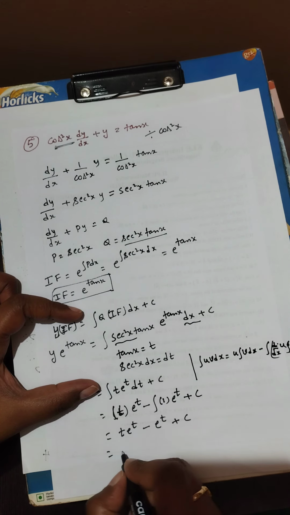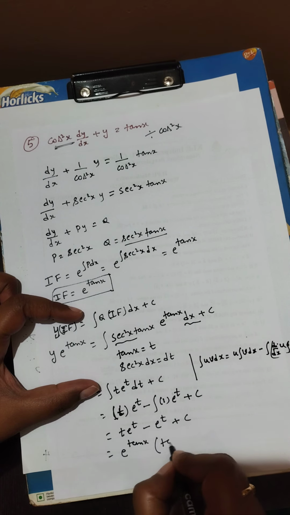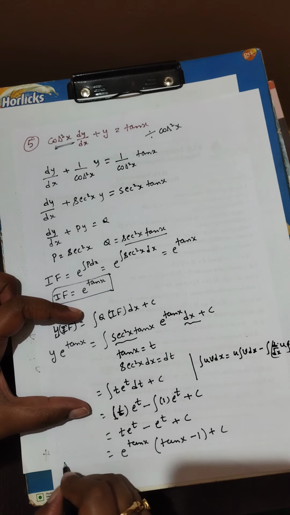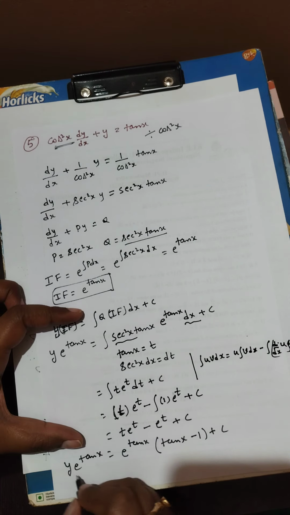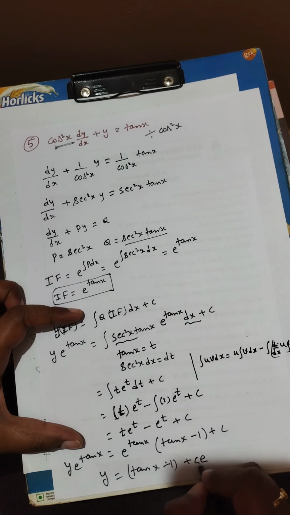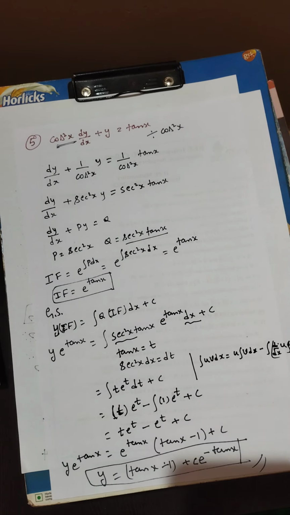So replace the value: t is actually tan x. e power tan x is the common term. So e power tan x into tan x minus 1 plus constant of integration c. This is y e power tan x. If you want to simplify, e power tan x, if you cross multiply, gets cancelled. You will get tan x minus 1 plus c by e power tan x. If you take it to the numerator, it is c into e power minus tan x, which is the required general solution to the given differential equation.